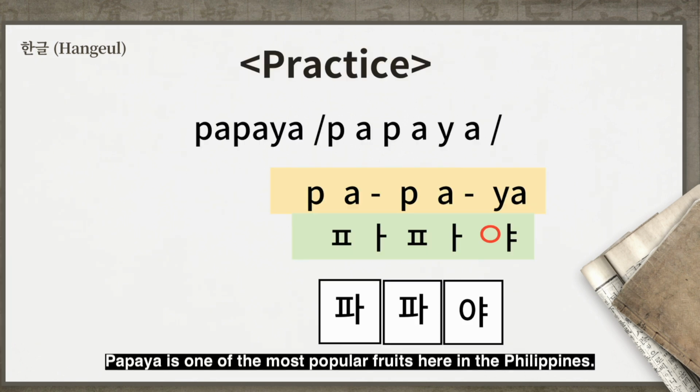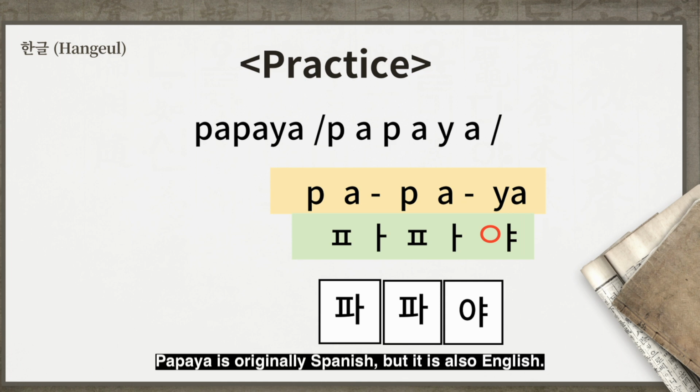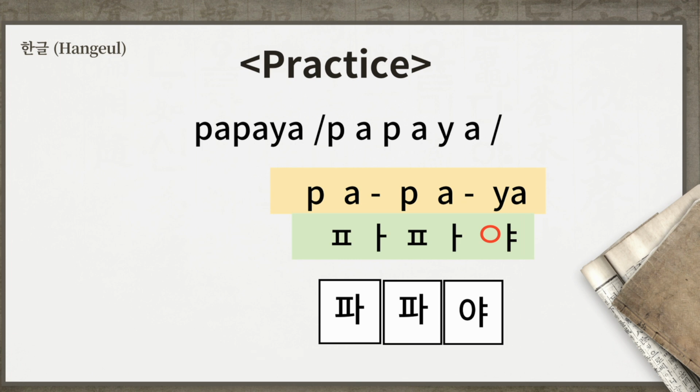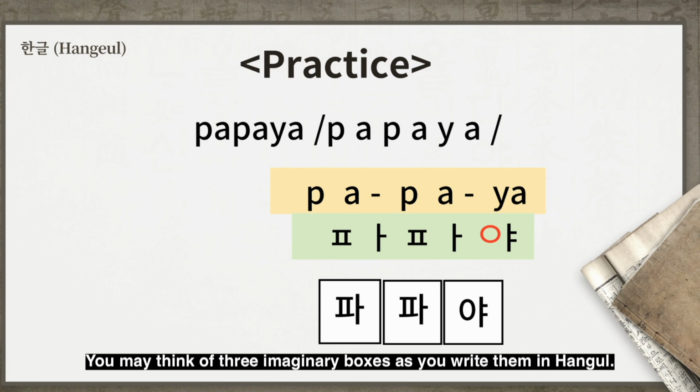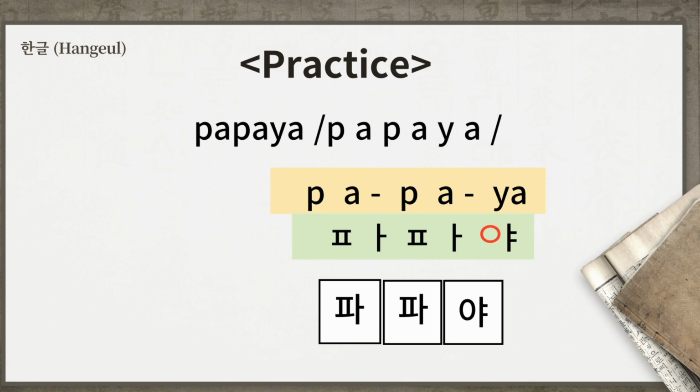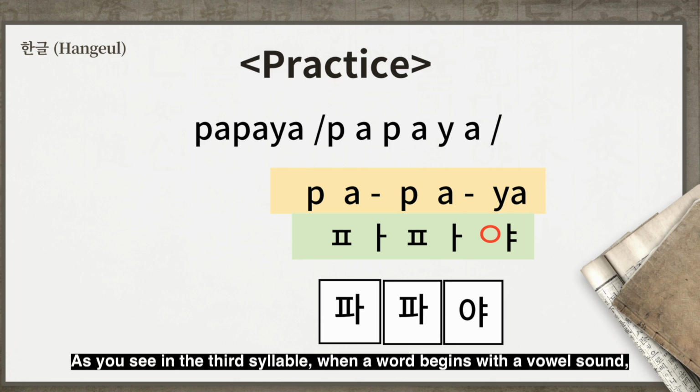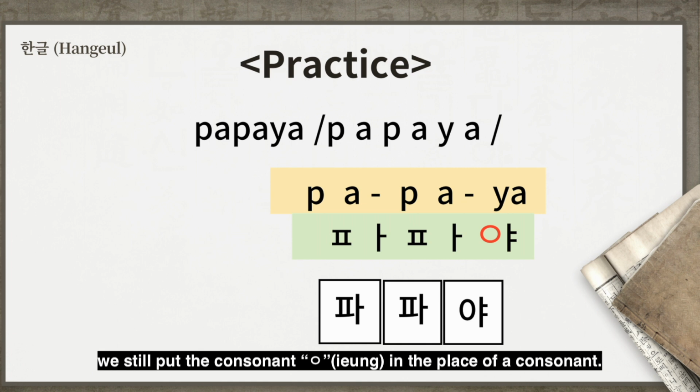Papaya is one of the most popular fruits here in the Philippines. Papaya is originally Spanish, but it is also English. It has three syllables, papaya. You may think of three imaginary boxes as you write them in Hangul. P is pi, a is a, and ya is ya. As you see in the third syllable, when a word begins with a vowel sound, we still put the consonant ieung in the place of a consonant. Ieung has no phonetic value as a beginning sound.